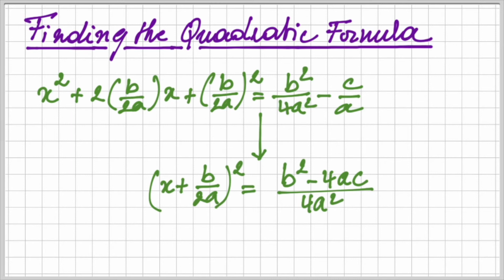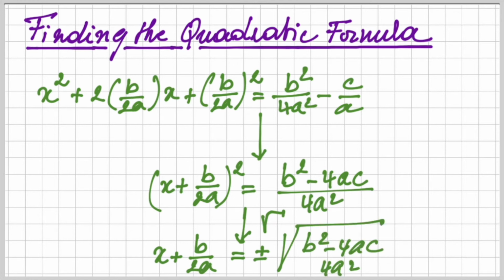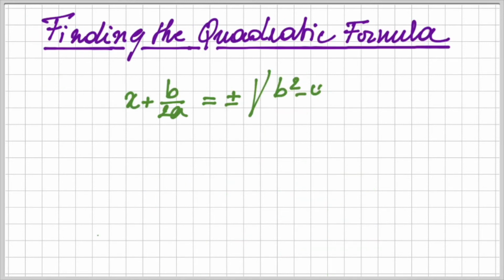And this again gives us, when we take the root of both sides, that x plus b divided by 2a is equal to plus minus the square root of b squared minus 4ac divided by 4a squared. We have plus minus because basically there are two values of x that will comply with this expression. So that's the next step that we have to do, and from this we can find the final form of the quadratic equation. So here we have that expression: x plus b divided by 2a is equal to plus minus the square root of b squared minus 4ac.